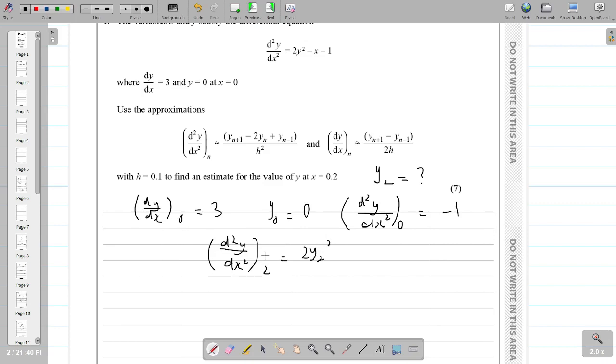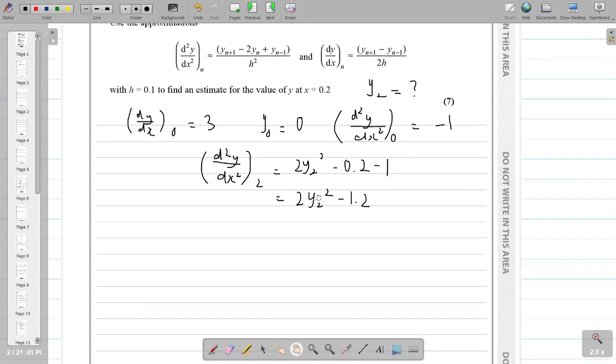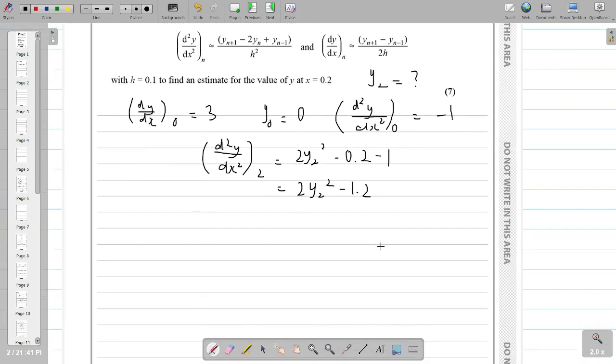d2y dx squared at n equals 2, or at x equals 0.2, is 2 y sub 2 squared minus 0.2 minus 1. Right? So in order to obtain y sub 2, we need to find what d2y dx squared of 2 is equal to. All right, so let's try and figure out how we're going to get to d2y dx squared of 2.